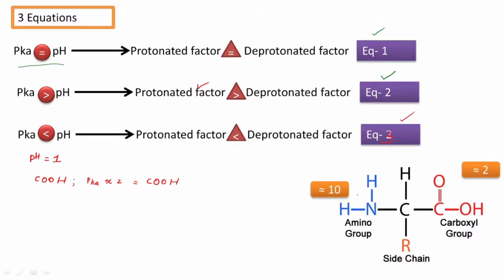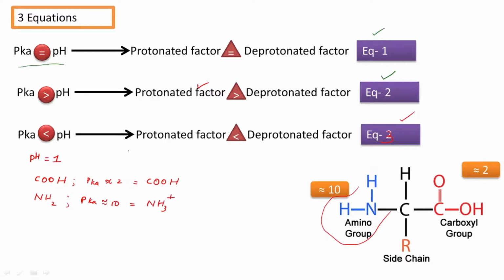Then we need to think about what will happen to the amino group. We know that its pKa is approximately equal to 10. Then we need to check with the three equations. pKa is 10, pH is 1, and in no way is it equal. We can't use this condition. So next one, pKa is 10 and pH is 1. pKa is greater than pH, that is the situation we can apply. According to that, the amino group exists in a protonated form.